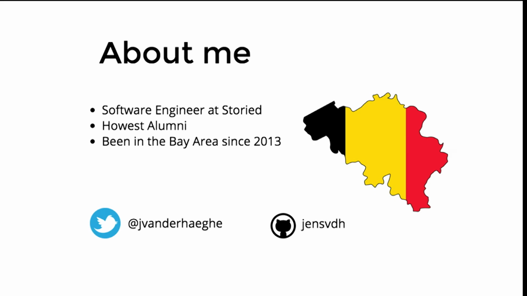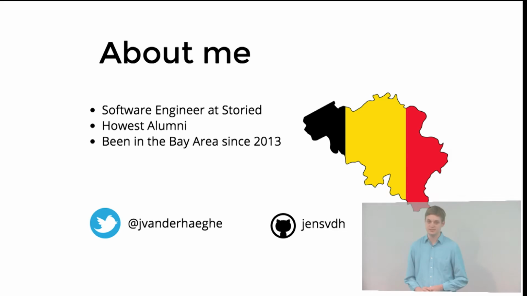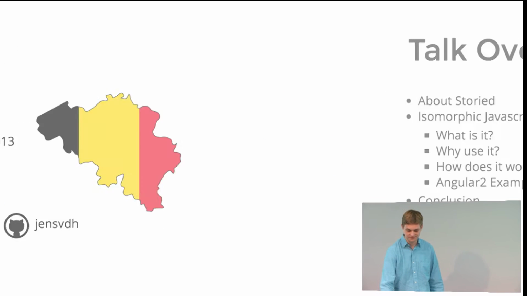First of all, let me tell you something about myself. I'm a software engineer at Storied, which is a small startup here in San Francisco. I'm obviously from Belgium. 3 years ago, I was actually sitting where you guys are now. I was coming on a trip with Howest, and then somehow I ended up working at Storied. I've been in the Bay Area since 2013, and these are my Twitter handle and my GitHub handle. As you can see, I had to change my last name to VDH because my last name is quite hard for Americans to remember. So my handle evolved over time.